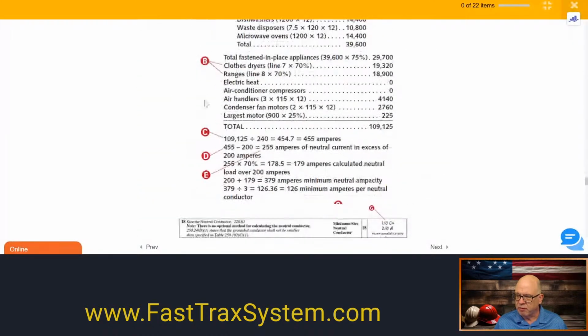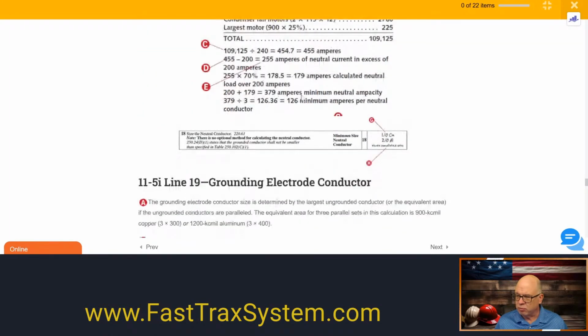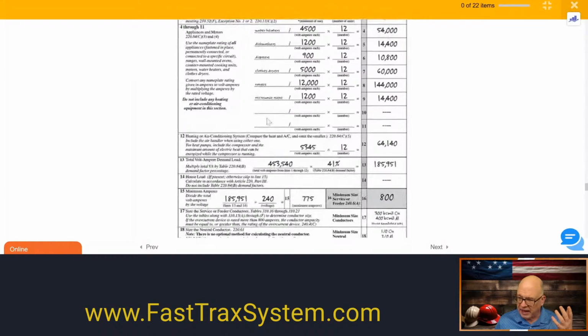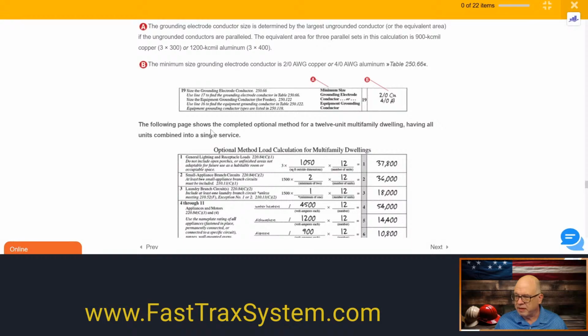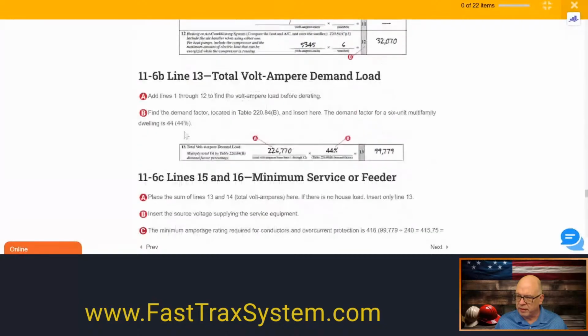There's your example. Now, remember, what's different is when you're doing the neutral, even though you're using an optional method, guess what? You still have to use the standard method to calculate the neutral. So that's what we do here, okay? And of course, we give you the form after it's all filled out so you can check your work and kind of see what's going on with it, right? All those type of things. And then, of course, we do the exact same thing for the 6 unit in the optional method.